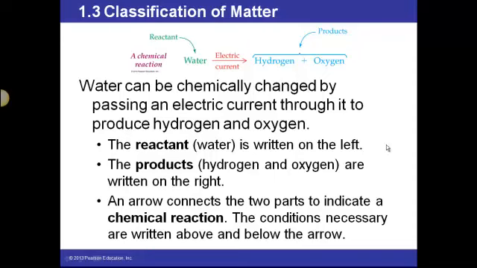So I think we'll stop there for this first section, and next time we will talk a little bit more about the periodic table and give you a brief introduction to some of the different major elements and their groupings on the periodic table.